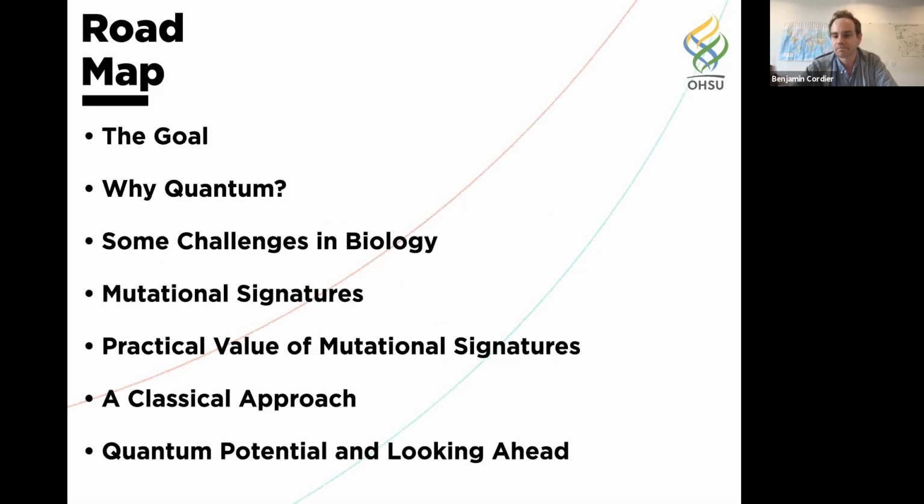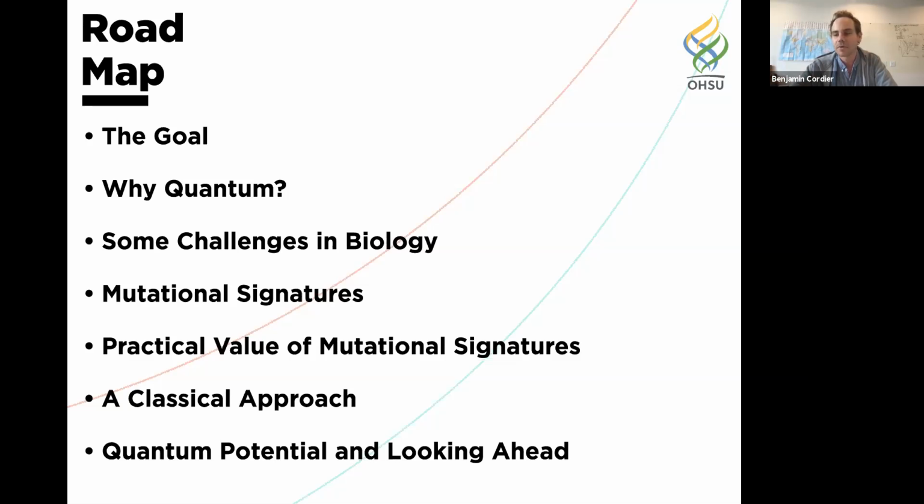So before we begin, a basic roadmap. I'll start by talking about the goal of our research and what has us interested in quantum computing. Then I'll talk about some of the challenges in biology and give a basic overview. Then I'll home in on one specific problem, which is inferring mutational signatures. I'll discuss the practical value of mutational signatures and what the use cases are. And then I'll discuss one classical approach to inferring them.